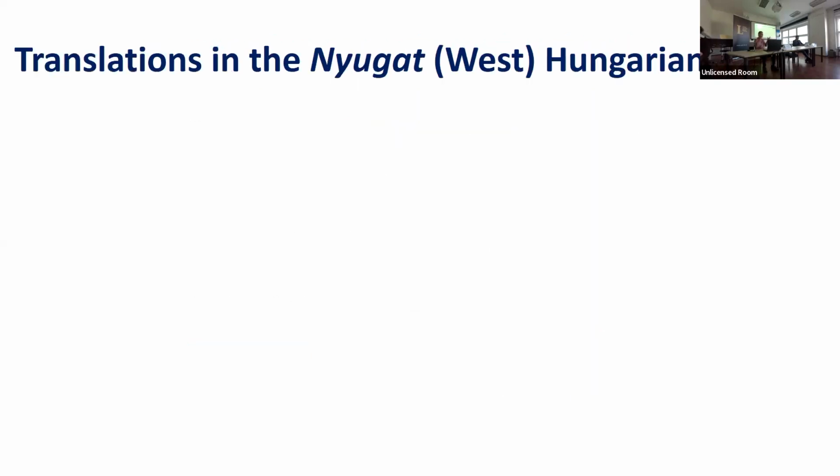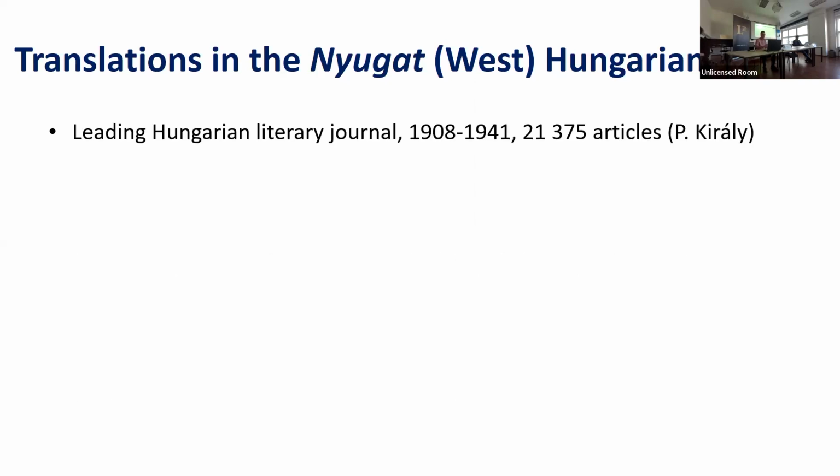And let's see the first case study, translations or foreign authors in the Nyugat journal. This is, in English, the West Hungarian journal. This was a leading literary journal in the first half of the 20th century. It's a big corpus with more than 20,000 articles. And Péter Király created the first version of the electronic version of the Nyugat, I think about 30 years ago.